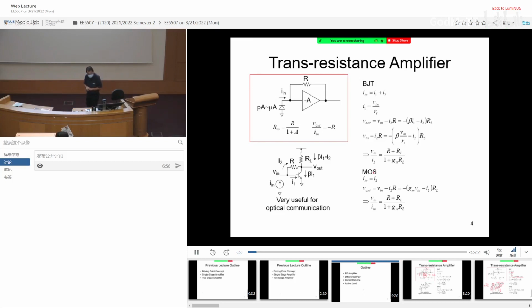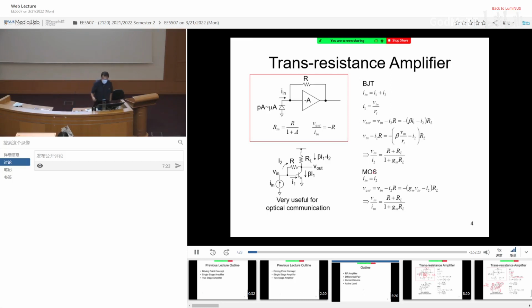Now, the trans-resistance amplifier, I believe I mentioned this during the last lecture, is a very popular way for optical communication. Okay, so here I also show the example. You can see that we use a photodiode. So this photodiode will generate current depending on the light shining on it. Why is this very popular?